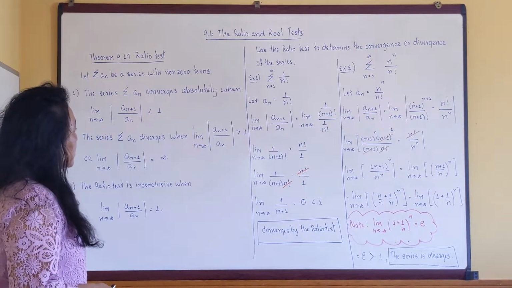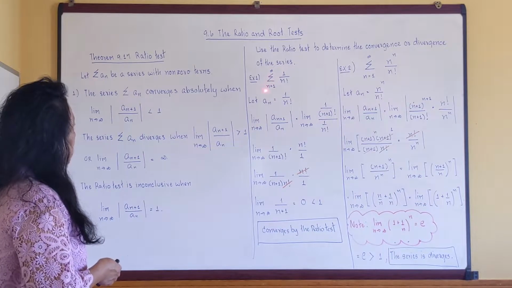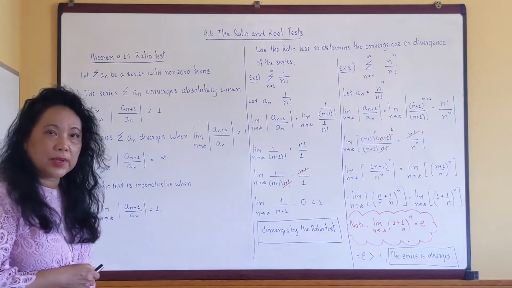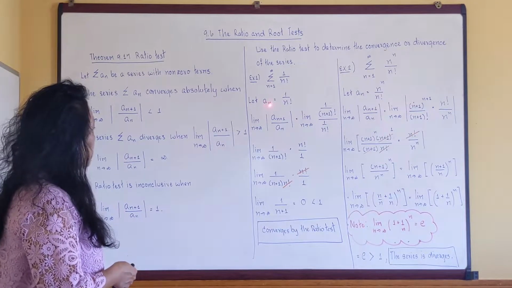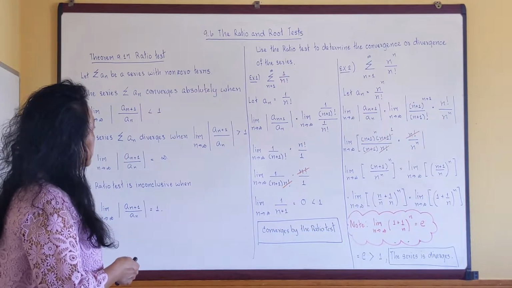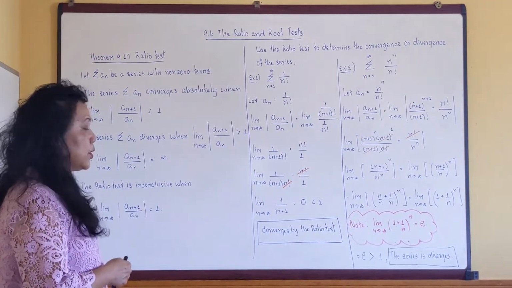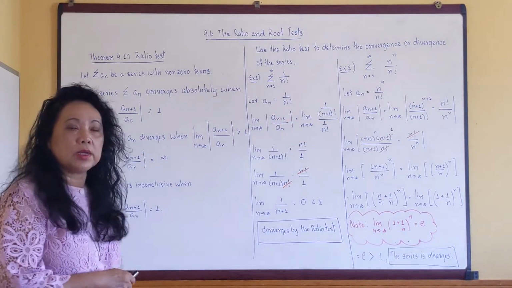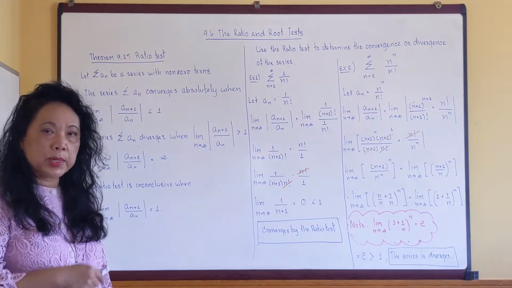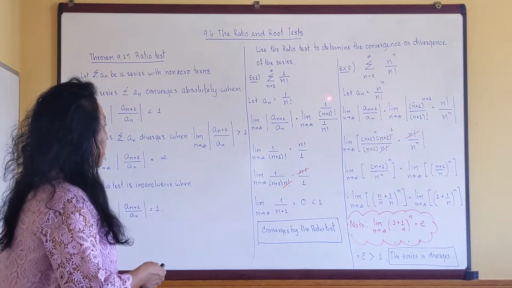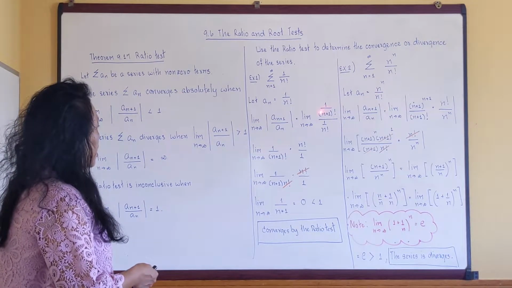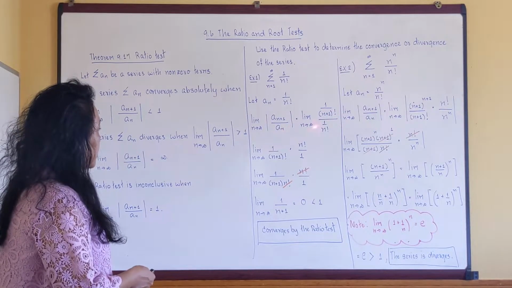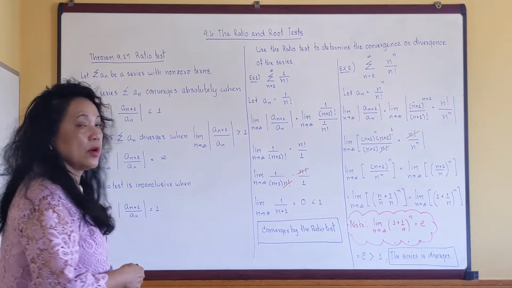Let's look at our example. I have sigma n from 1 to infinity, 1 over n factorial. So my a sub n will be this term here, which is 1 over n factorial. I'm going to put them in ratio with a sub n plus 1. Wherever you see n, you put n plus 1. So you're going to have 1 over n plus 1 factorial, and a sub n is just 1 over n factorial.